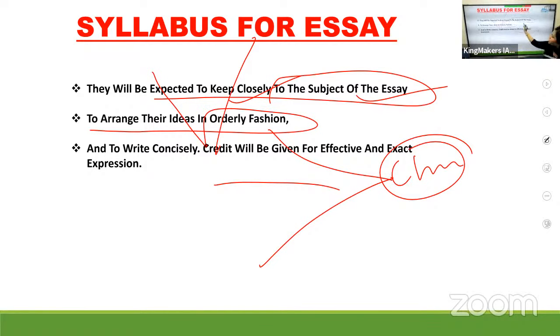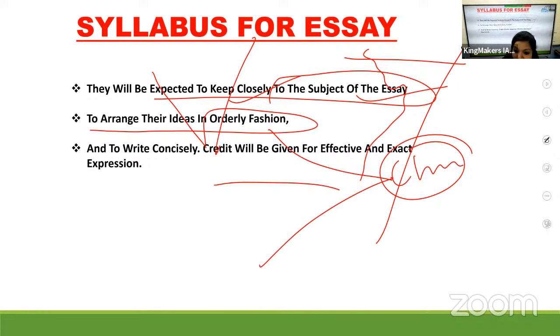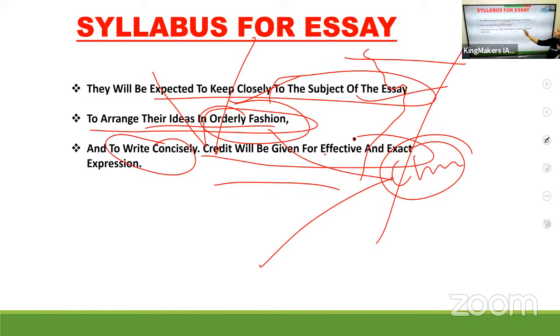It means that whatever ideas you are carrying, suppose you are talking about climate change, and suddenly you bring up the Prime Minister, or say that because of so much industrialization there is climate change. This is not even connected to the topic. That is why the second point mentioned in the syllabus is that ideas be arranged in an orderly fashion. And finally, the syllabus says credit will be given for effective and exact expression.